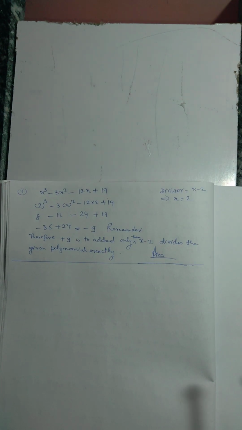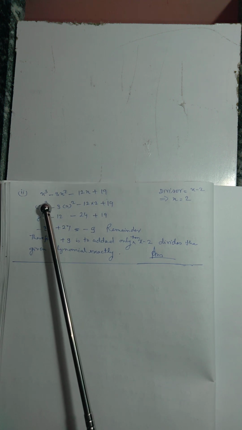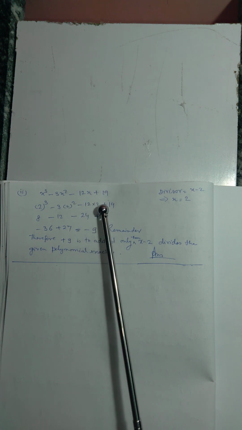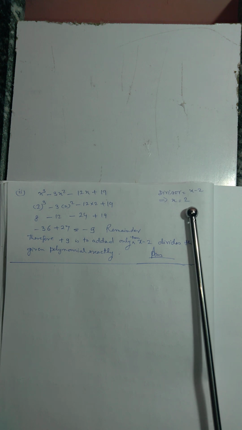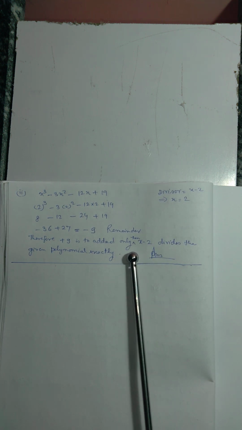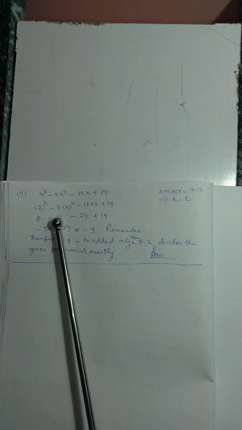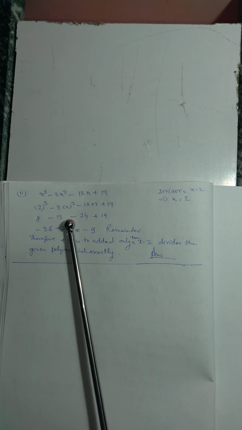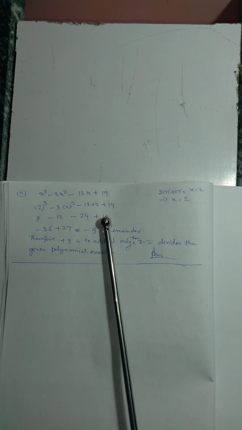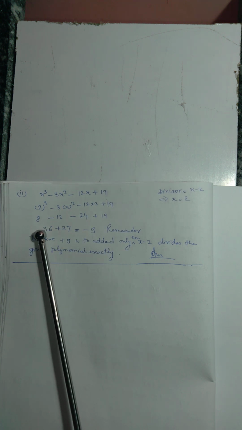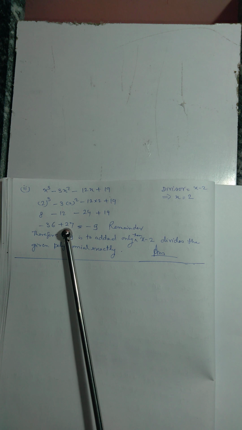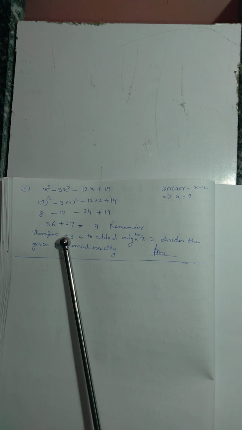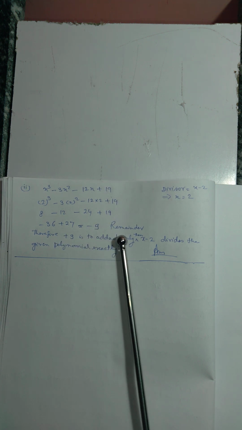Now come to the second part of the 17th question, that is x cube minus 3x square minus 12x plus 19. Here the divisor is x minus 2. So x is equal to 2, substitute the value. 2 raised to power 3 minus 3 into 2 raised to power 2 minus 12 into 2 plus 19. Here solve it, you will get 8 minus 12 minus 24 plus 19. So it will be equal to minus 36 plus 27, that will be equal to minus 9. This will be the remainder.